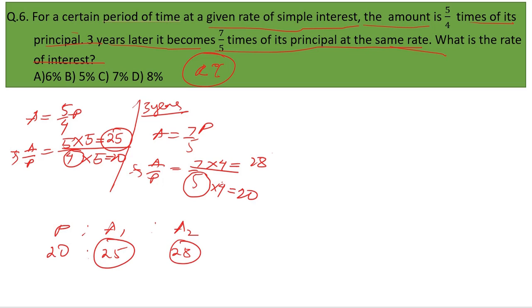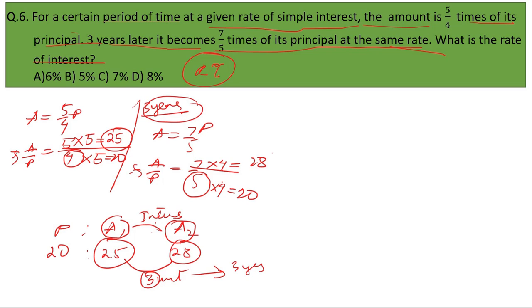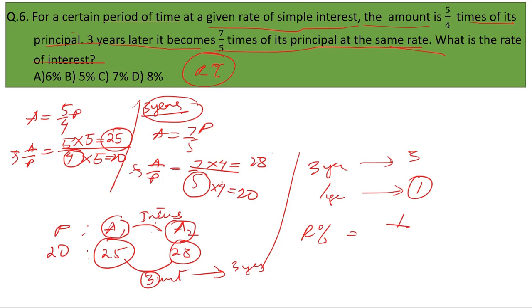Here friends, I have told you the difference between amounts will always be interest. I have already told you in the previous questions. Here the difference between them is 3 units. 3 units is interest. For how many years? For 3 years. The question is saying after 3 years. So after 3 years the simple interest is 3 units. Then for 1 year the simple interest will be 1. So rate percent is equal to 1 by principal 20, that is 5%.